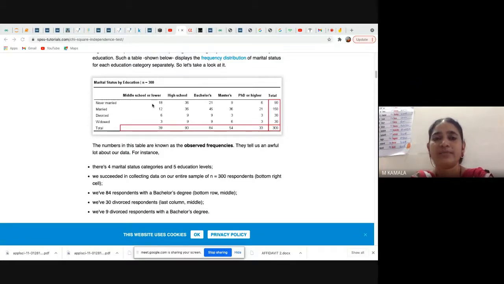Now in this, if you just interpret this one, 18 out of 300 never married are going for middle school or lower. Out of 300, 18 never married people stopped their schooling at middle school or lower. And out of 300, the never married who went to high school are 36.